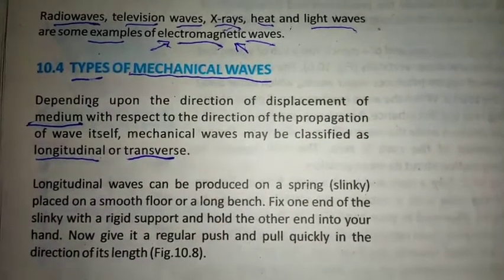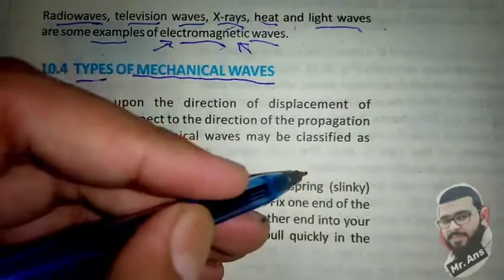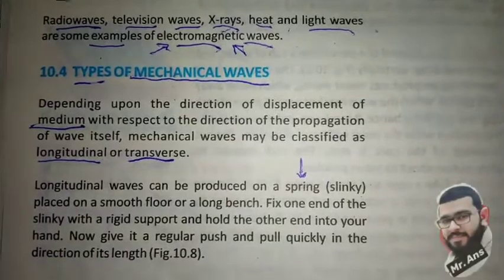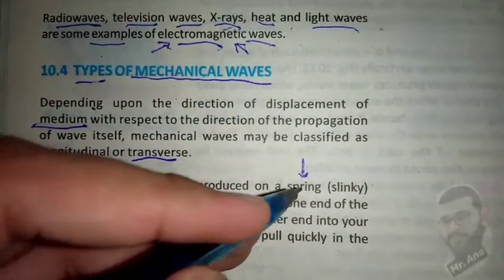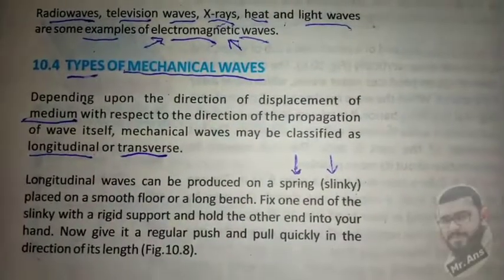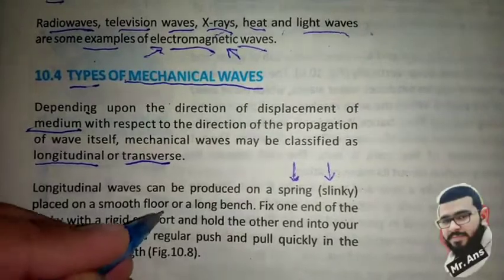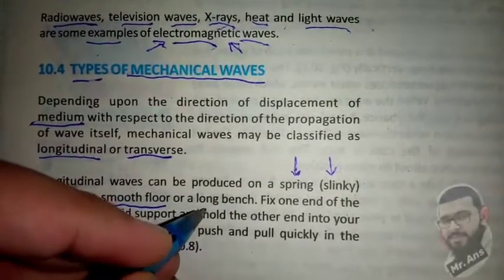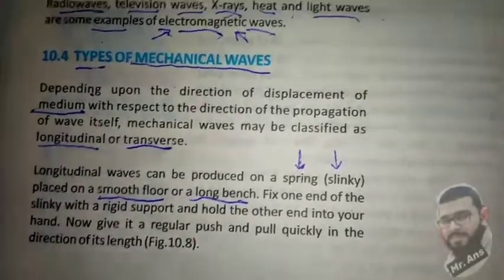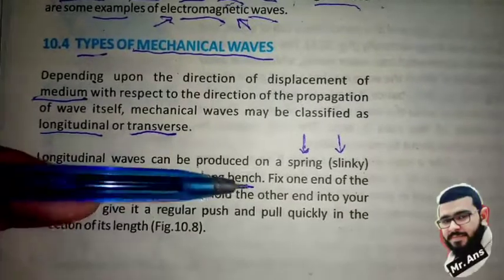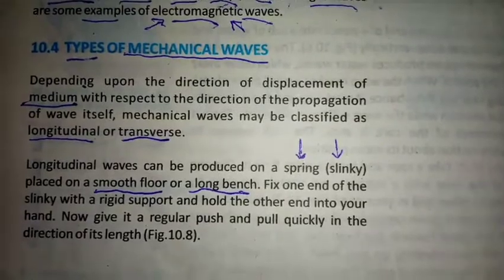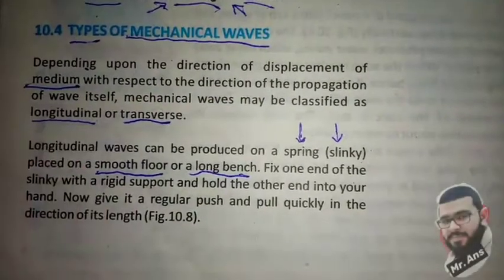Longitudinal waves can be produced on a spring. So the first thing is, longitudinal waves can be produced on a spring, slinky, placed on a smooth floor or a long bench. If a spring is on a smooth floor or a long bench, we can see the longitudinal waves being produced because of the spring.